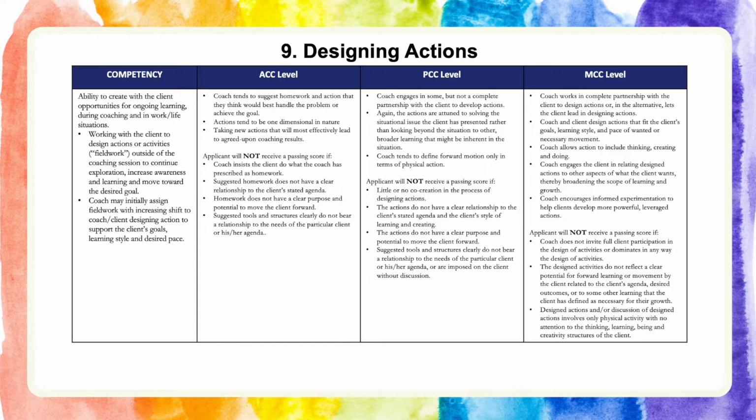Now let's look at the ACC level. ACC level says this: the coach tends to suggest homework and action that they think would be best to handle the problem or achieve the goal. And actions tend to be one-dimensional in nature, taking new actions that will not effectively lead to agreed upon coaching results. At the PCC level, the coach engages in some but not a complete partnership with the client to develop actions. Again, the actions are attuned to solving the situational issues the client has presented rather than looking beyond the situation to other broader learnings that might be inherent in the situation.